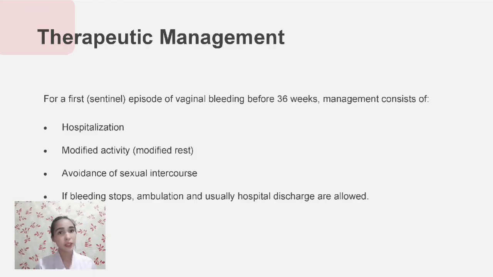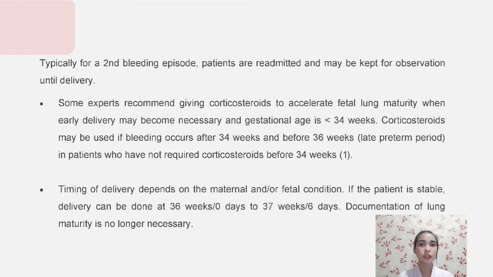For a first episode of vaginal bleeding before 36 weeks, management consists of hospitalization, modified activity, which involves refraining from any activity that increases intra-abdominal pressure for a long period of time, and avoidance of sexual intercourse, which can cause bleeding by initiating contractions or causing direct trauma. If bleeding stops, ambulation and usually hospital discharge are allowed. Typically, for a second bleeding episode, patients are readmitted and may be kept for observation until delivery.